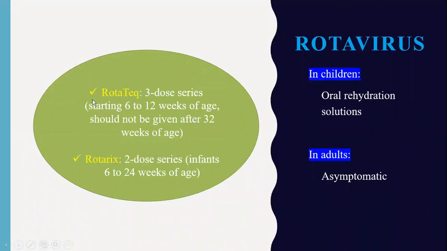The first one is called Rotateq, which is given in a 3-dose series, starting with the first dose at ages 6 to 12 weeks of age. And there's also a second dose, which will be administered at 4 to 10-week intervals. And the third one should not be given after 32 weeks of age. The second one is the Rotarix, which is a 2-dose series for infants from 6 to 24 weeks of age.